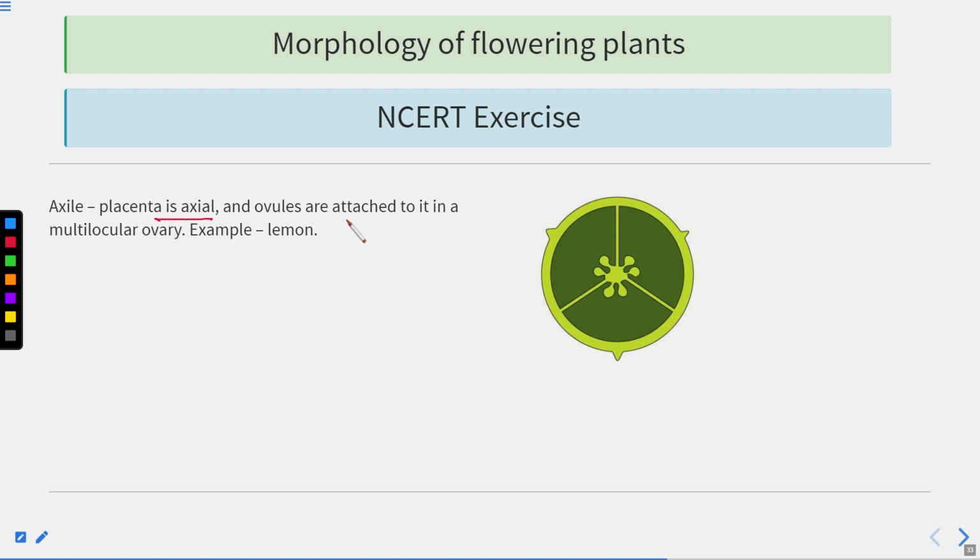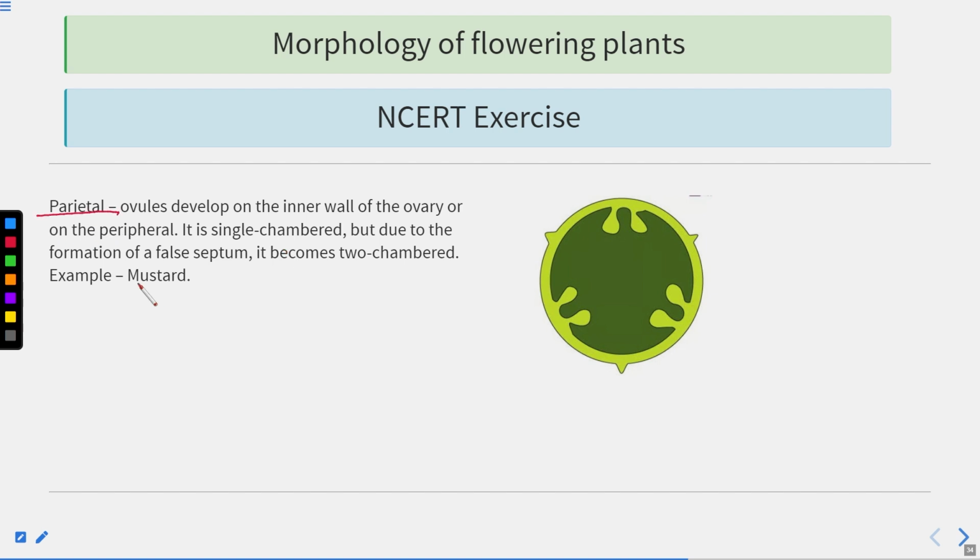Axile placentation. Placenta is axile and ovules are attached to it in a multilocular ovary. So here you can see one locule. This is one locule, this is second locule, and this is the third locule. And what you see in each locule, these ovules are attached. Multilocular, they are attached to it in a multilocular ovary. An example is the lemon.